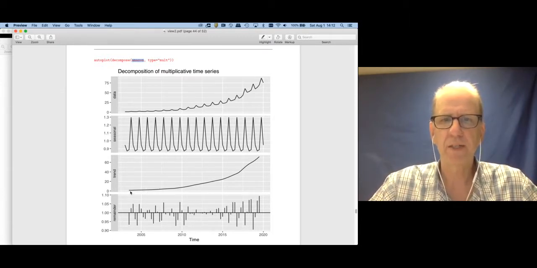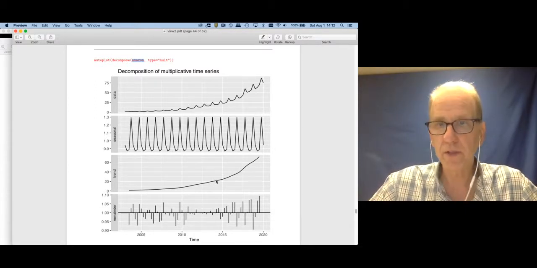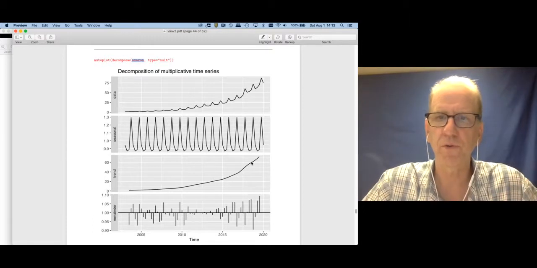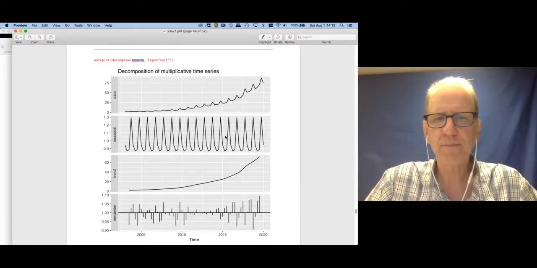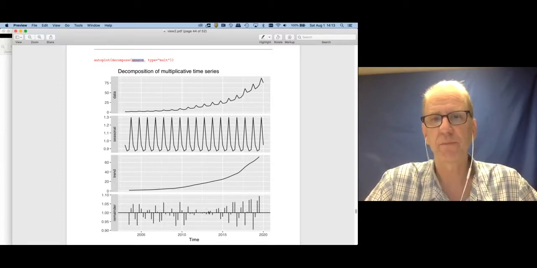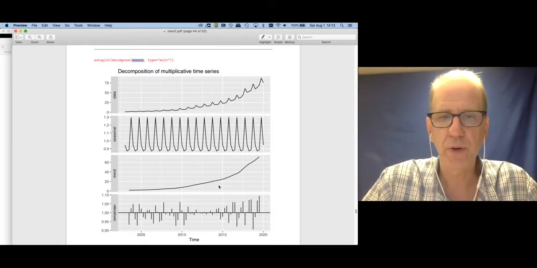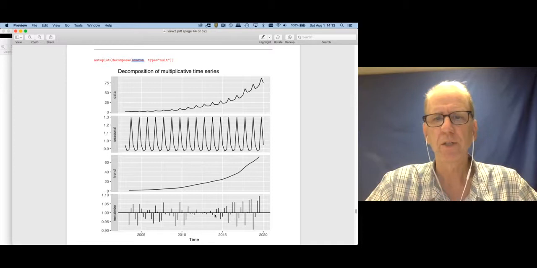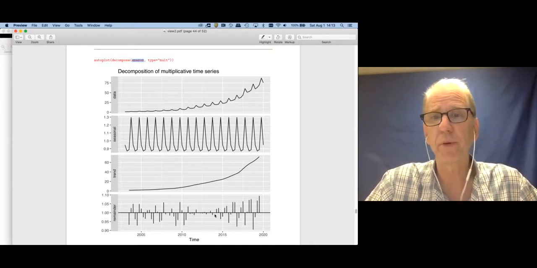So it looks like Amazon sales are increasing over time, and not only are they increasing, they're increasing at an increasing rate, probably exponential, which is what we found when we logged the data. And so the last part of this is what's left over. What's left over after you've removed the seasonal and the trend part is what we get with this remainder function.